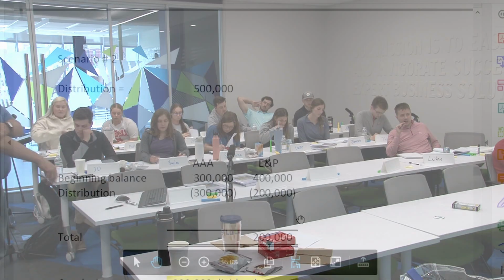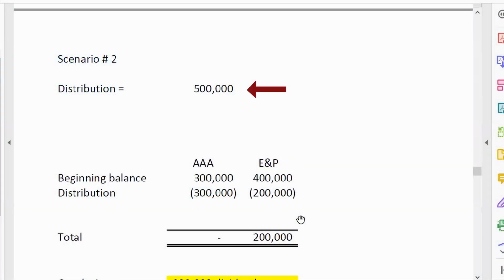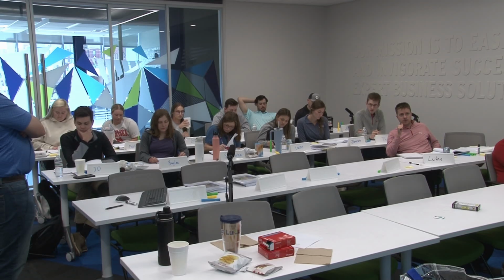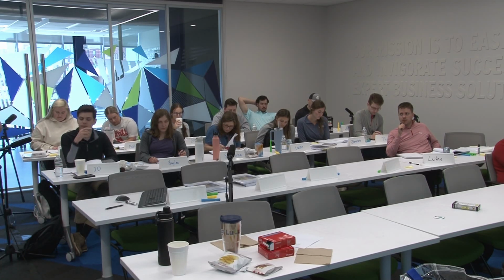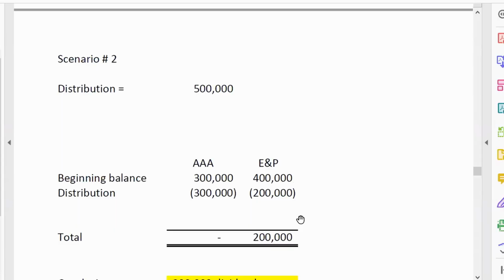Okay, so now we have a distribution of 500. Emma, who do you want to call on, and be quick about it? Thomas. Thomas, we have a distribution of 500. So we have an entity level measurement first. What does that entity level measurement do first? Take away from AAA. Okay, and then what? And then goes to E&P. Okay, so automatically we know since we have AAA, which is defined as what, Trent? Undistributed S corp earnings.